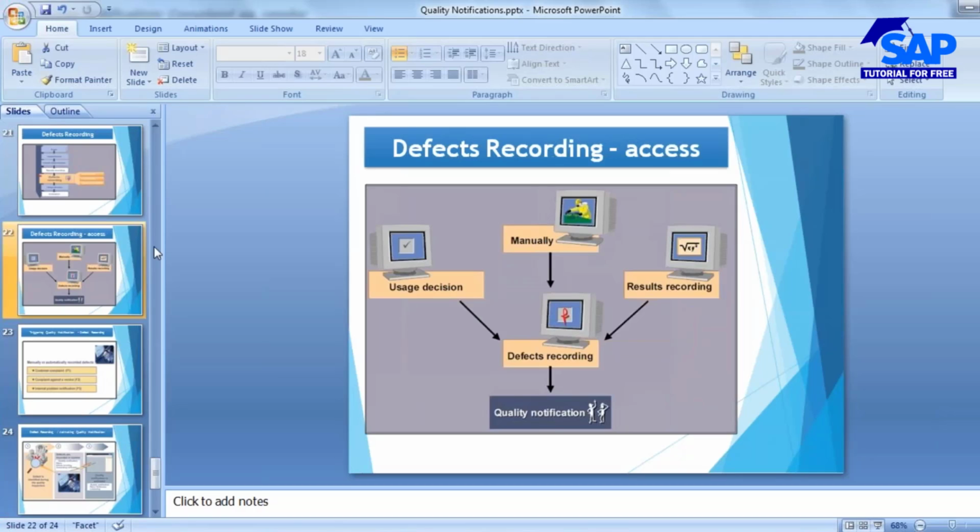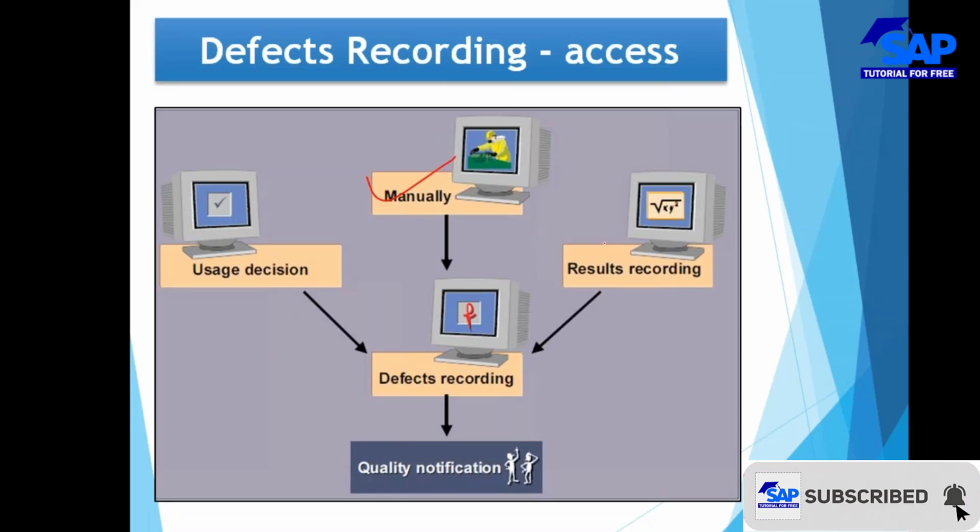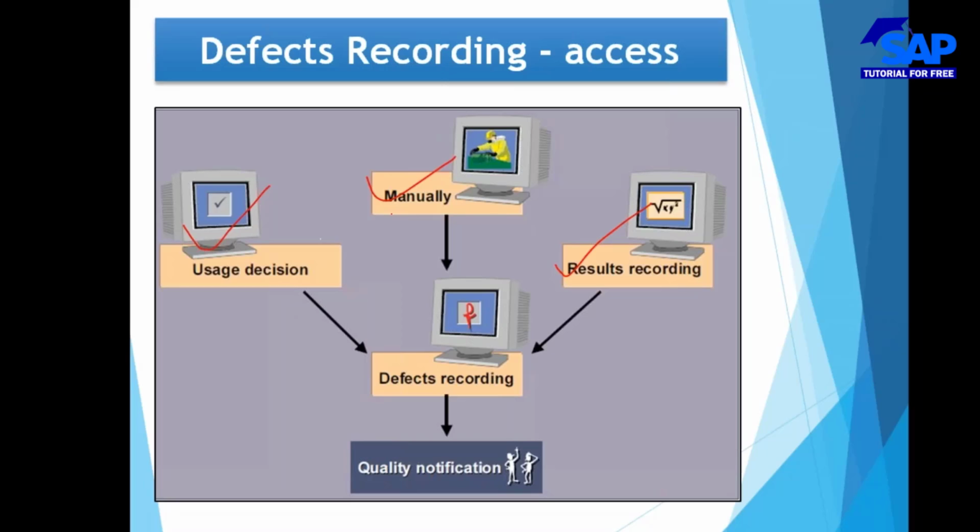Defect recording can be done during various stages. Either you can trigger it manually: you go to a separate transaction, and from there you do the defect recording. One more thing is, during the results recording stage itself you can do the defect recording, or during the usage decision itself. So defect recording can be done in 3 ways: with results recording, with a separate transaction, or during the usage decision.